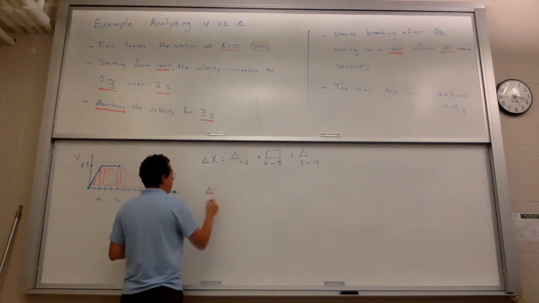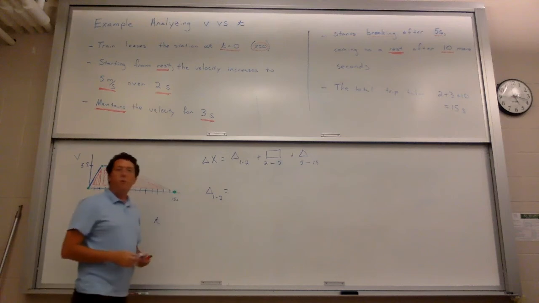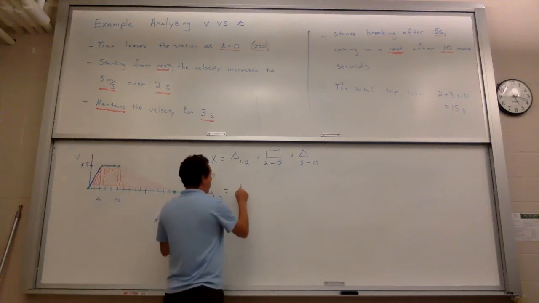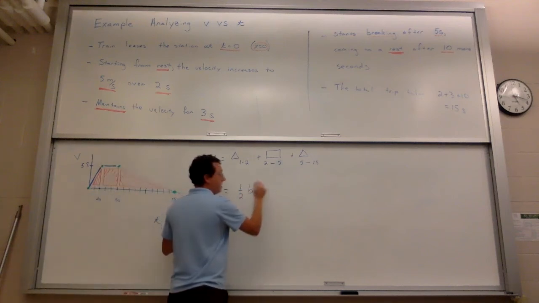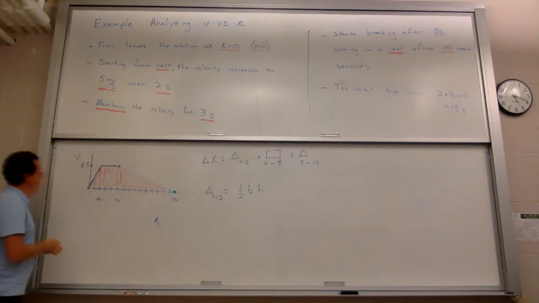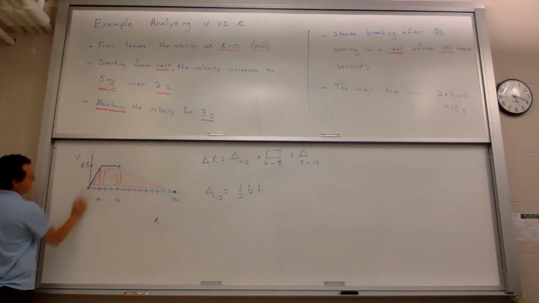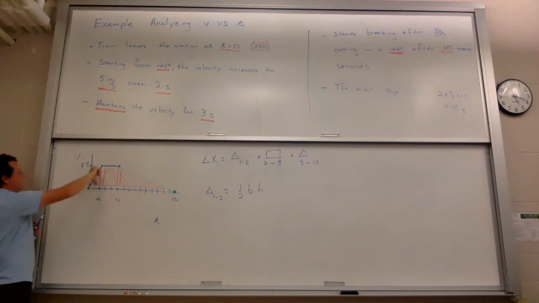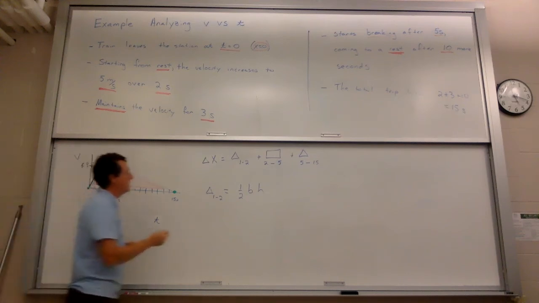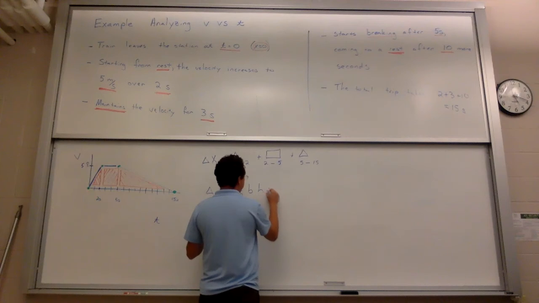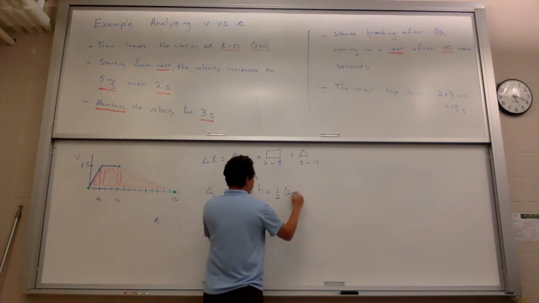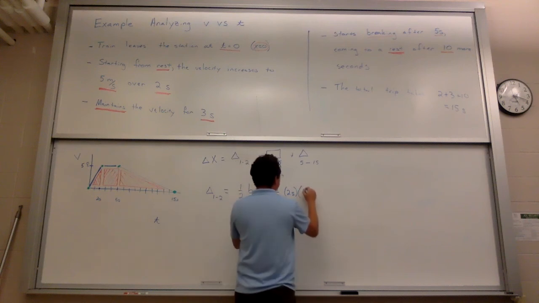So the area of a triangle from 1 to 2. Well, remember, the formula for the area of a triangle is 1/2 the base times the height. Easy enough. The base of this triangle is 2 seconds. And the height of this triangle is 5 meters per second. So that would simply be 1/2 the base of 2 seconds times the height of 5 meters per second.